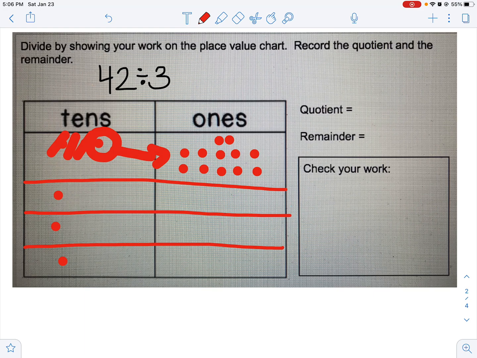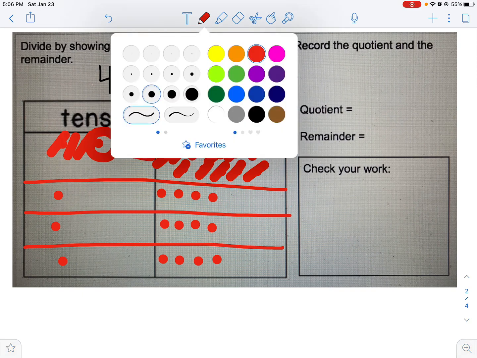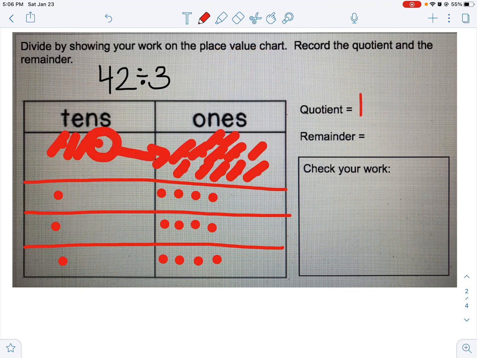Now I can parcel these ones out. 1 here, 1 here, 1 here, 1 here, 1 here, 1 here, 1 here, 1 here, 1 here, here, here, and here. And look at that. It worked out nice and neat and even. So if I look across each row, I've got a ten and 4 ones. So it looks like my quotient is 14 with a remainder of 0.